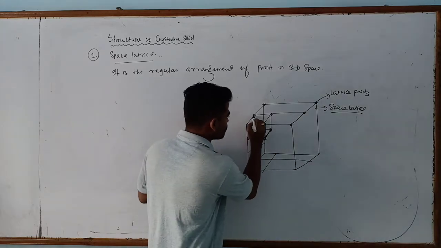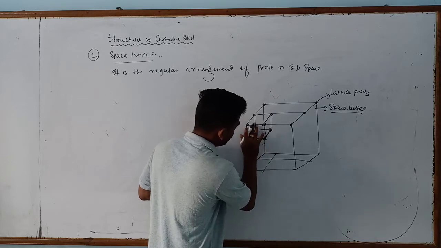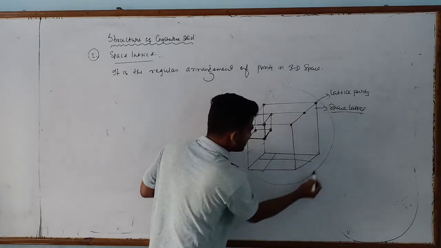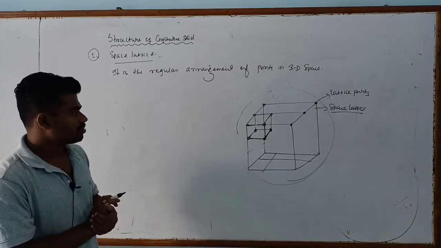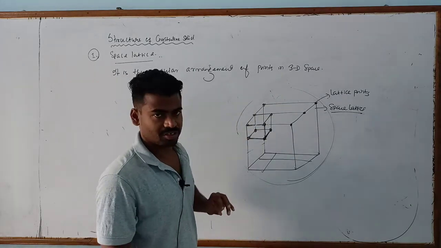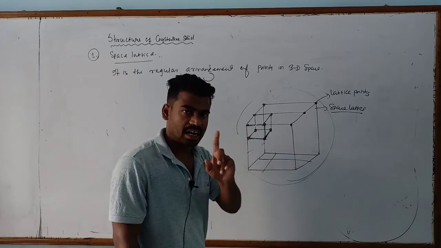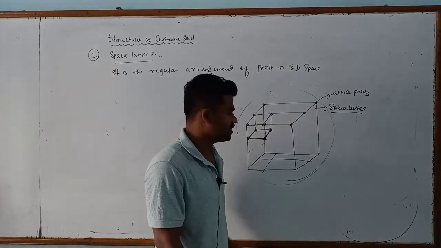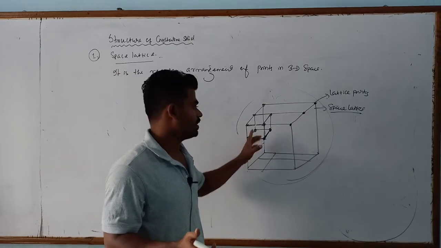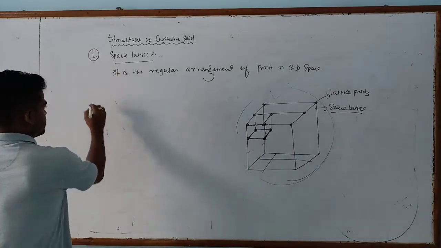And this smallest cube, which gets repeated again and again to give the entire cubic space lattice, this smallest repeating portion is called your unit cell. Each constituent point is called a lattice point, and the entire geometry is called space lattice. If you join the lattice points through lines, it will give you the geometry of the space lattice.